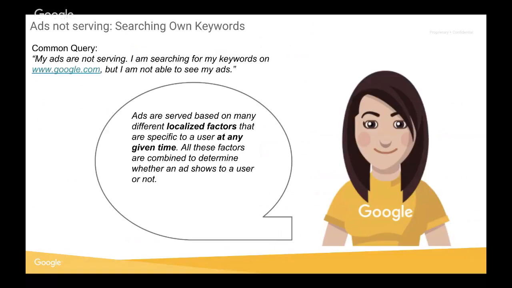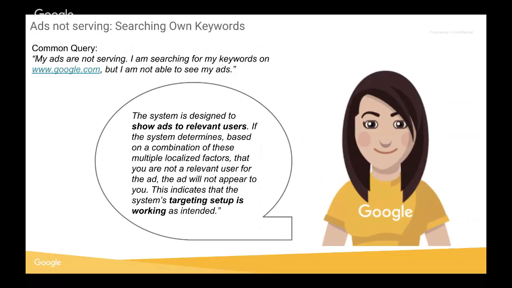Why is that? Because the AdWords system bases the ad serving on a number of localized factors at any specific moment. These factors are numerous. They include device, time, location, search query, just to name a few, but there are hundreds. And these are automated and they're in the system. But the basic point is the system is designed to show an ad to a user based on these factors.